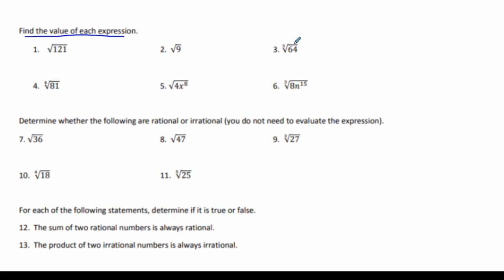Cube root of 64. What do I cube to get 64? Well, let's make a factor tree. What's some stuff I can divide 64 by? Well, I can divide it by 4. Or you know what? It's a perfect square. I can divide it by 8. Let's do that, see what happens.